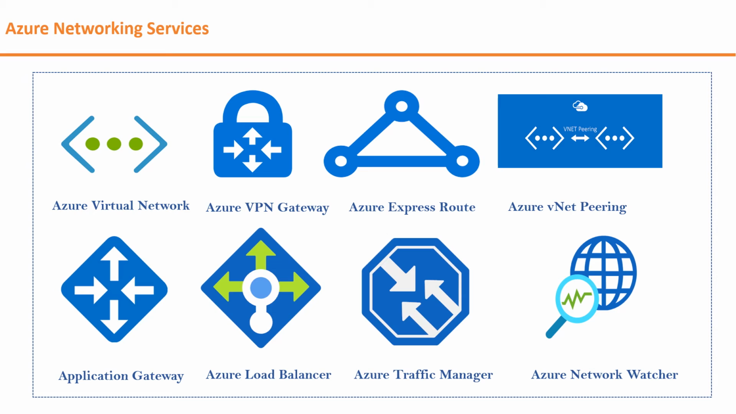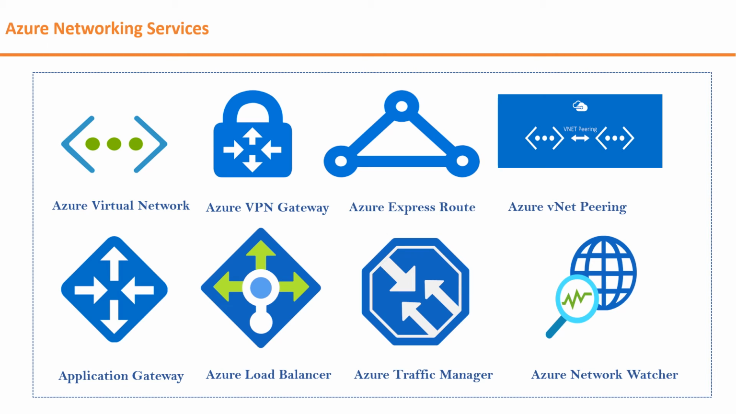The next service is Application Gateway. Azure Application Gateway is a web traffic load balancer that enables you to manage traffic for web applications. Traditional load balancers operate at the transport layer, OSI layer 4, for TCP and UDP. They route traffic based on source IP address and port to destination IP address and port. Application Gateway can make routing decisions based on additional attributes of an HTTP request, for example URL path or host header.